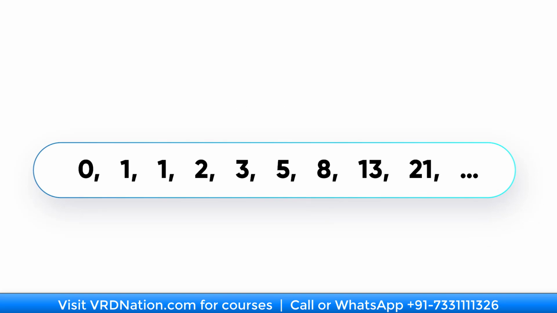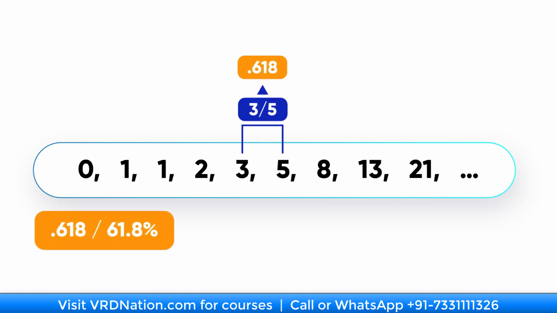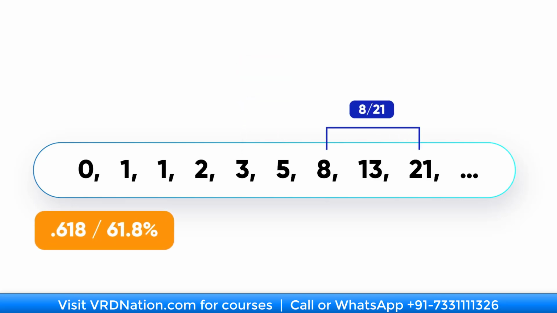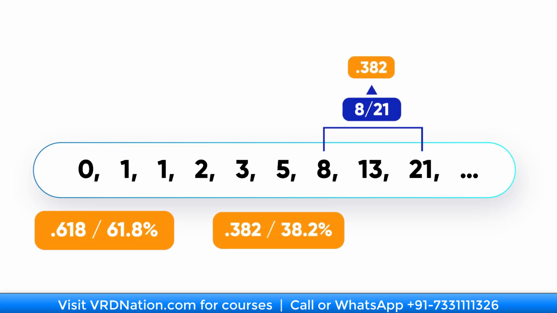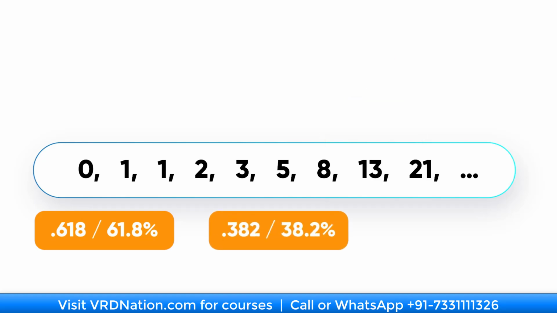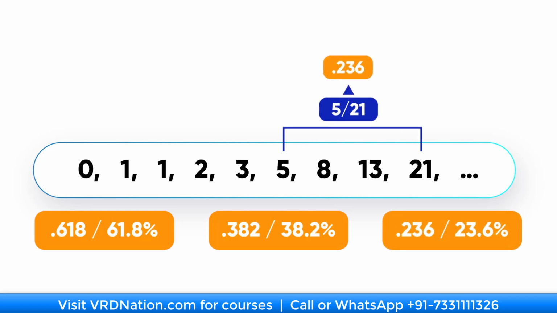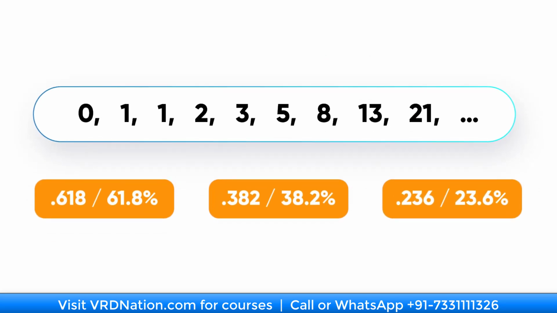For example, dividing any number by the next number gives us 0.618, and dividing any number by the second number to its right gives us 0.384. Similarly, dividing any number by the third number to its right gives us 0.236 or 23.6%. These ratios are actually very useful in physics, chemistry, biology, and several other walks of life.